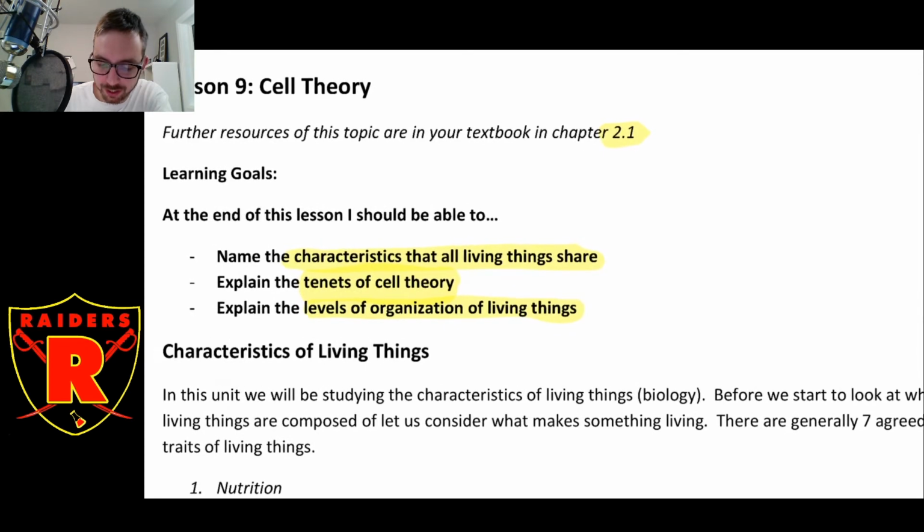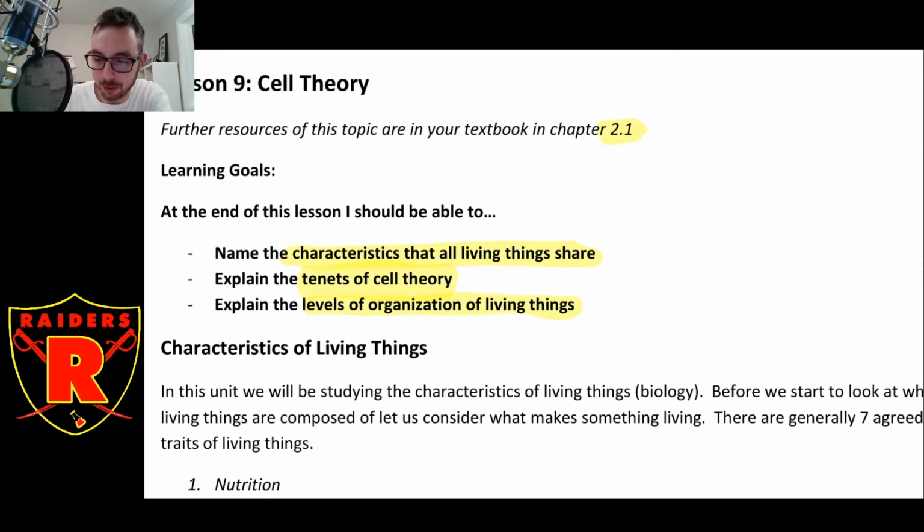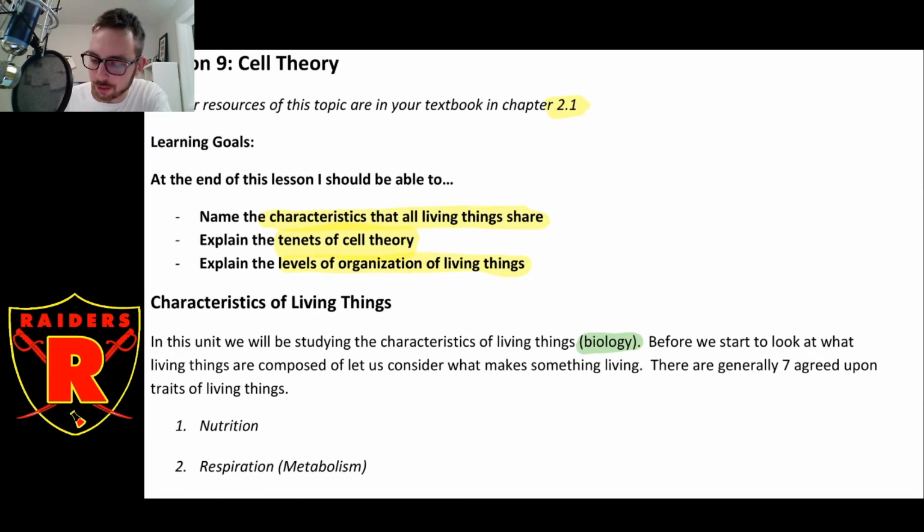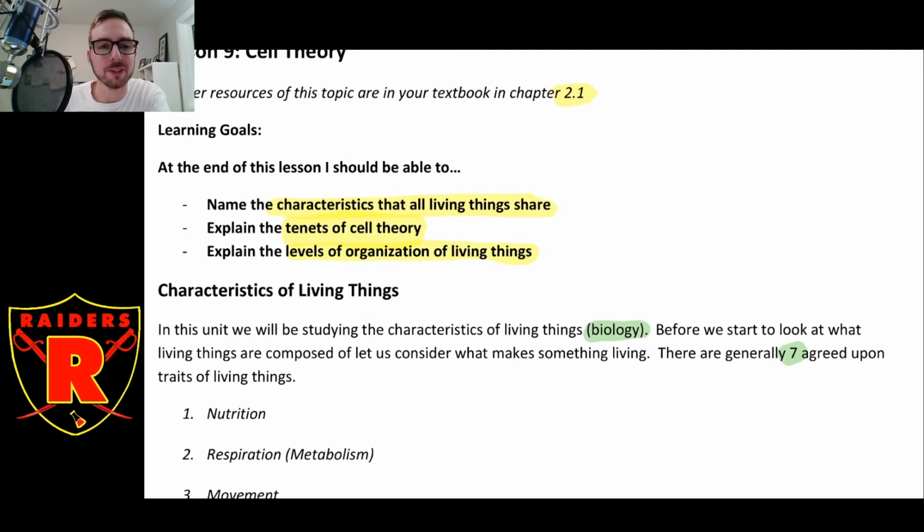Studying living things is biology. That's what biology is. And this is our biology unit. So it's obviously a study of living things. We're going to look at different levels of organization in this unit. And we're going to start with this very small. There are, in general, 7 agreed upon traits of living things. So 7 characteristics that every single living thing exhibits. And if it doesn't exhibit all 7 of these, we generally don't consider it to be alive. So this is the big list of living things.